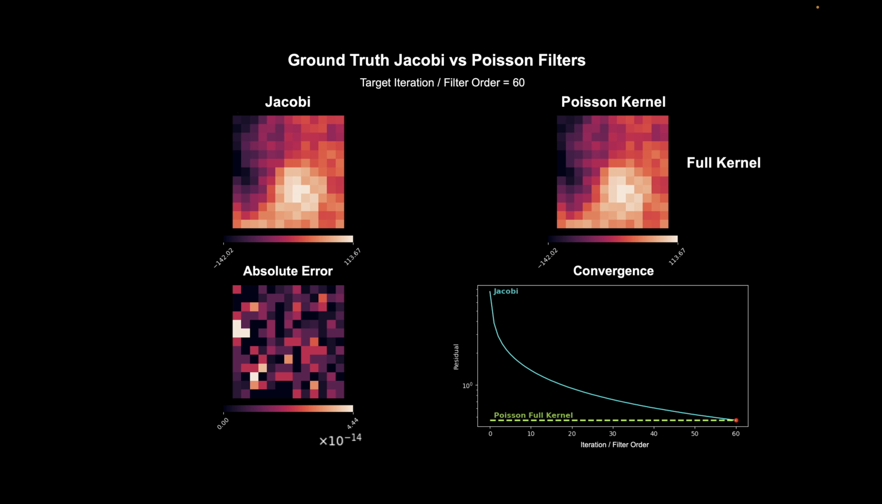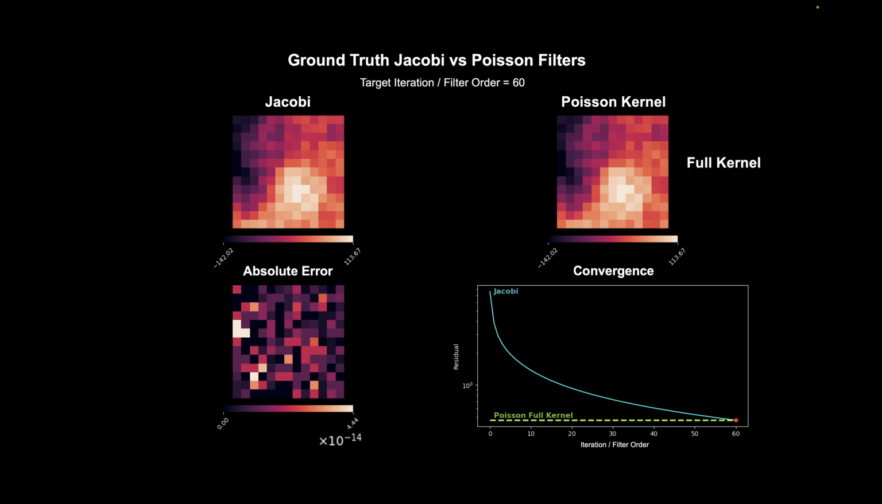If we compare the solutions of the Jacobi iterative solver and Poisson full kernel for randomized input without doing any decomposition, we observe the difference between the ground truth Jacobi and our kernel is almost exactly the machine precision, meaning these 2 methods are effectively the same in terms of convergence. We can better see this in the lower right convergence plot, where the residual of these 2 methods match almost perfectly for a target iteration of 6C and a Poisson kernel of order 6C.